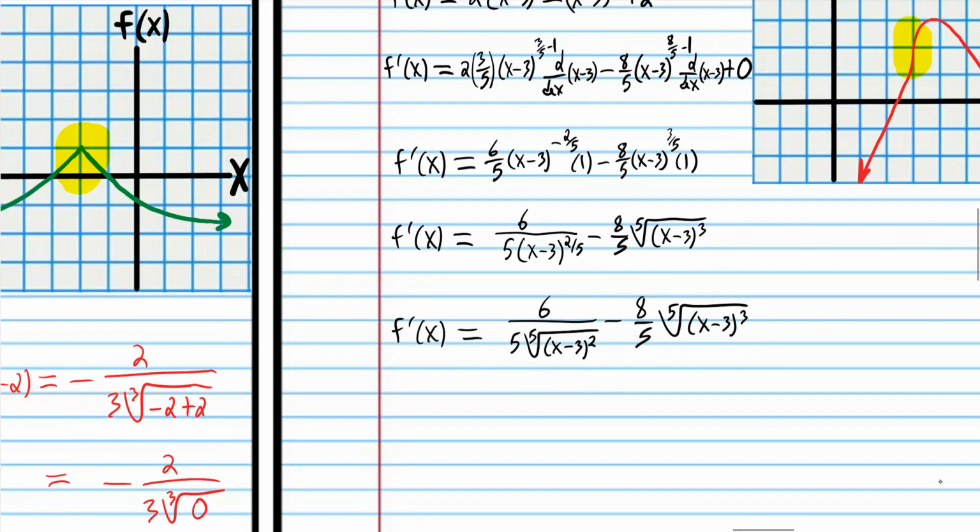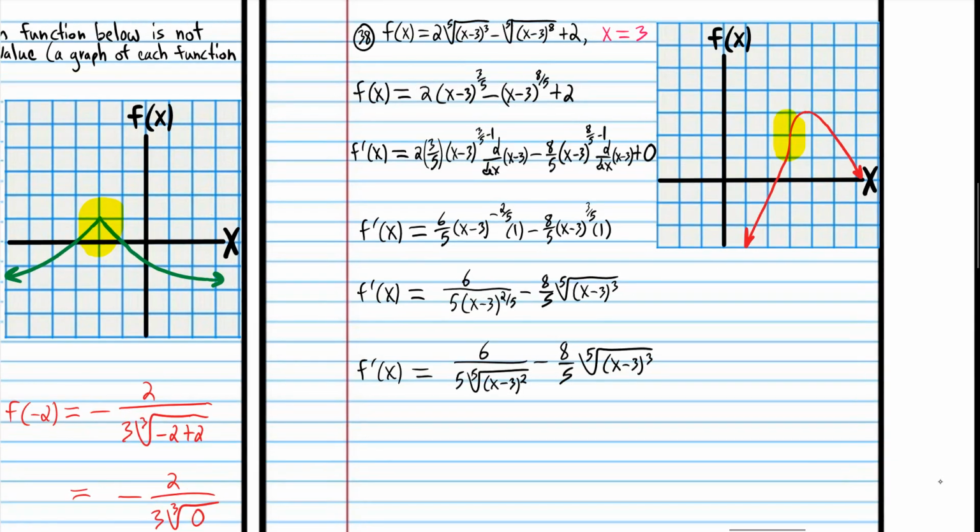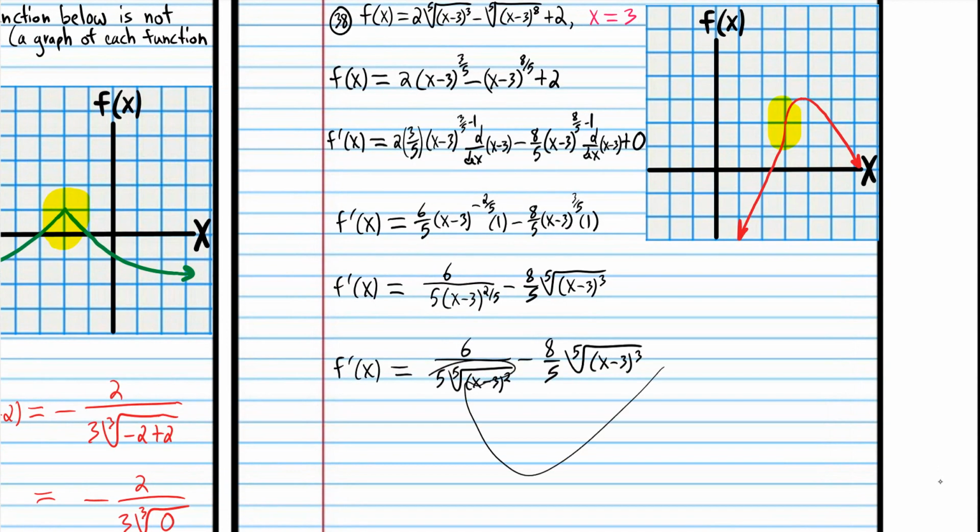So now we need to explain why the derivative doesn't exist when x is equal to 3. Well, it's pretty obvious, right? When you plug in 3, what happens down here? You have 0 in the denominator. If you have 0 in the denominator, the function doesn't have a defined output. So if the derivative function doesn't have a defined output, that means that the original function, f of x, is not differentiable when x is equal to 3. So f prime of 3 is undefined.